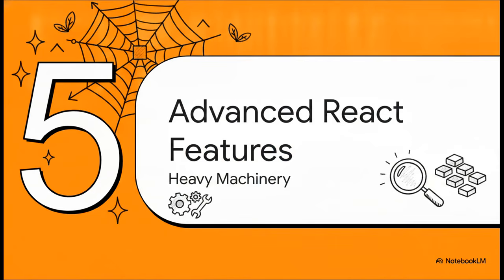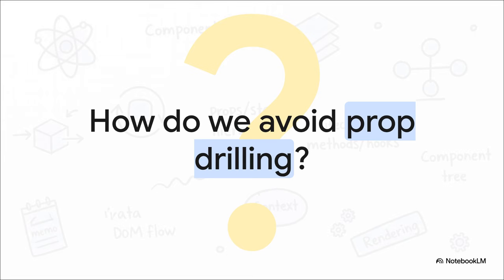Okay, as your application grows from a simple, single page into a sprawling, deeply nested application, you're going to need some heavier machinery. That brings us to our final section, Advanced React Features. Here's a super common headache. You've got data at the very top of your app, and a component 10 levels deep needs it. Passing that data as props through every single intermediate component that doesn't actually need it, it's a complete nightmare.